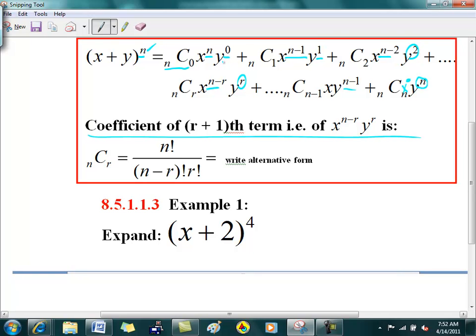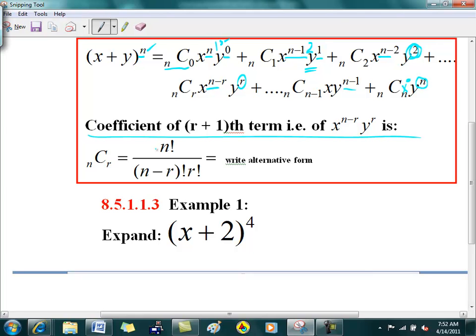What's the exponent of y here for the first term? Isn't that the first term? What's the exponent of y in the second term? So isn't that the second term? So if you take a look at it, the term number is 1 more than the exponent of y. You guys with me on that?